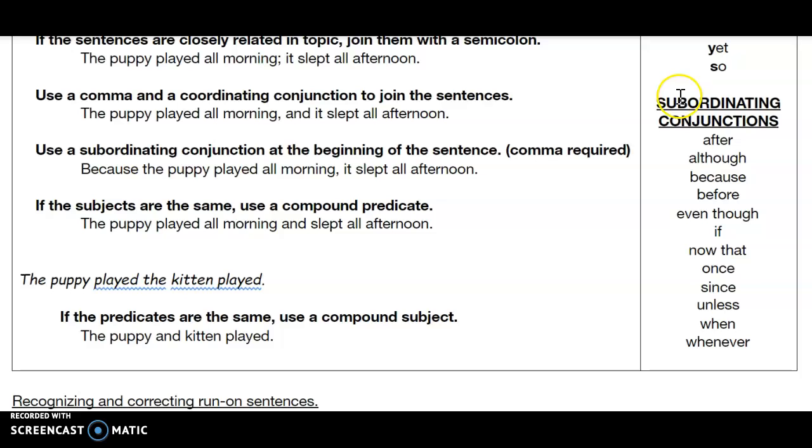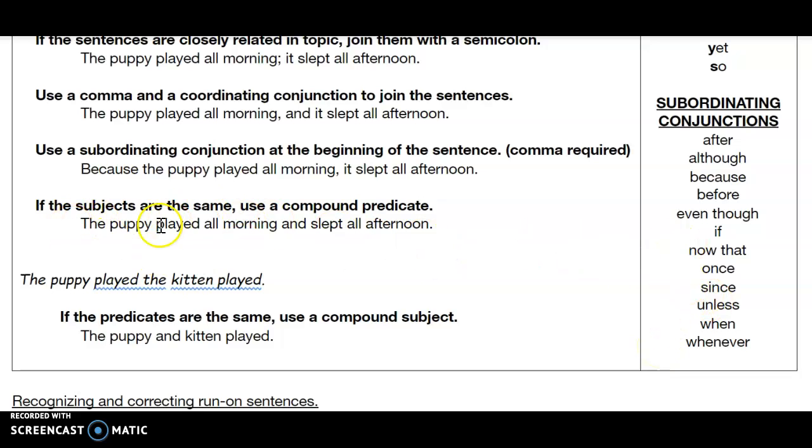Now here's a very short list over here of some subordinating conjunctions. There are a lot more than this, but these are some of the most common ones. So I put them on here just for easy reference for you. So you can see, like, after the puppy played all morning, comma, it slept all afternoon. Because, we talked about, so, all right, those maybe are the only ones that make sense with this sentence, but you can imagine other sentences. If you play all afternoon, comma, you may want to sleep that night. I don't know, something like that. So you can use all of these.